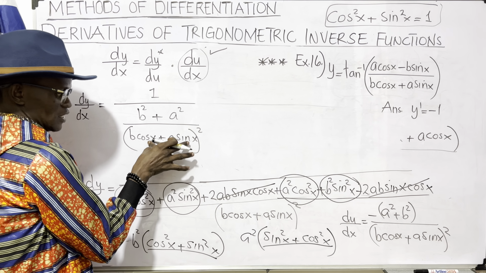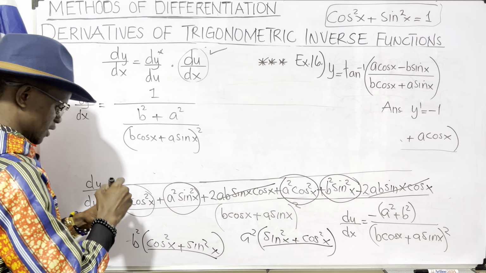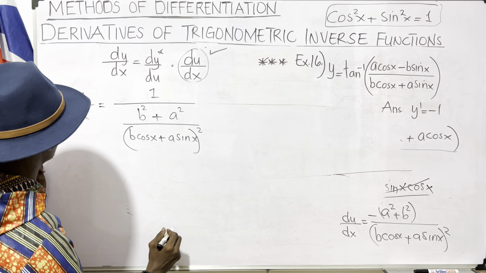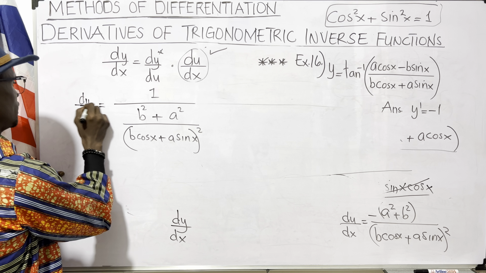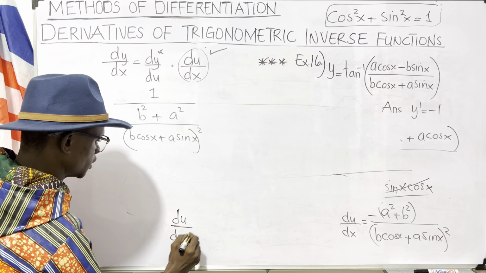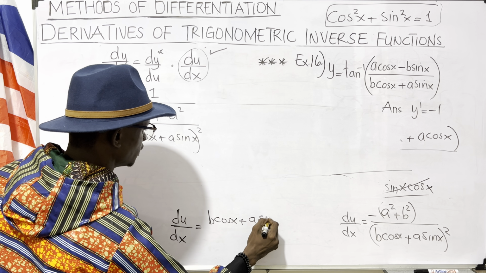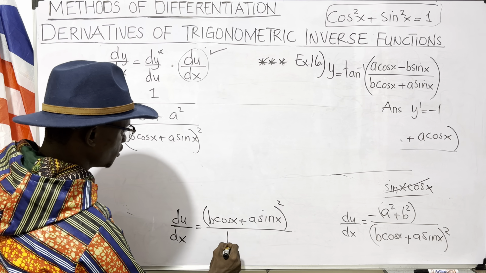So you notice that this denominator can just go within the numerator. So now this, sorry, this is du by dx, will just be equal to b cos of x plus a sine of x all square divided by b square plus a square. So the next thing now, we just multiply the two of them.